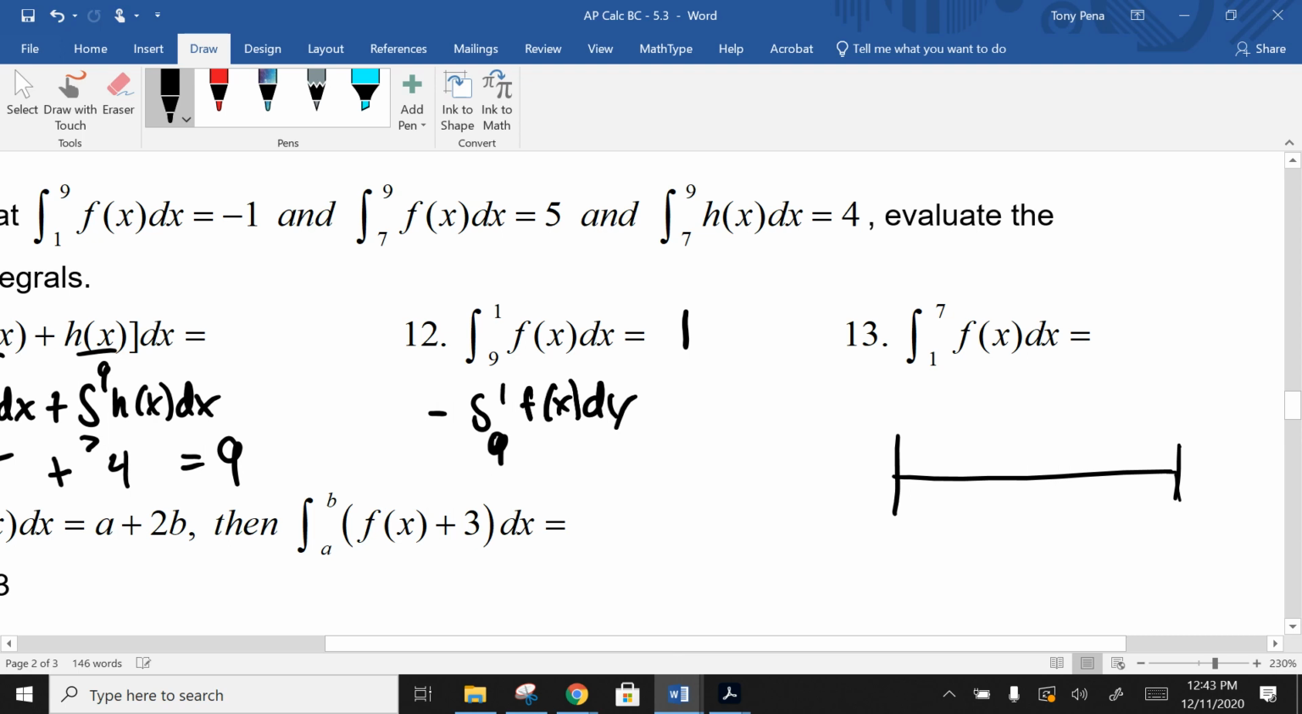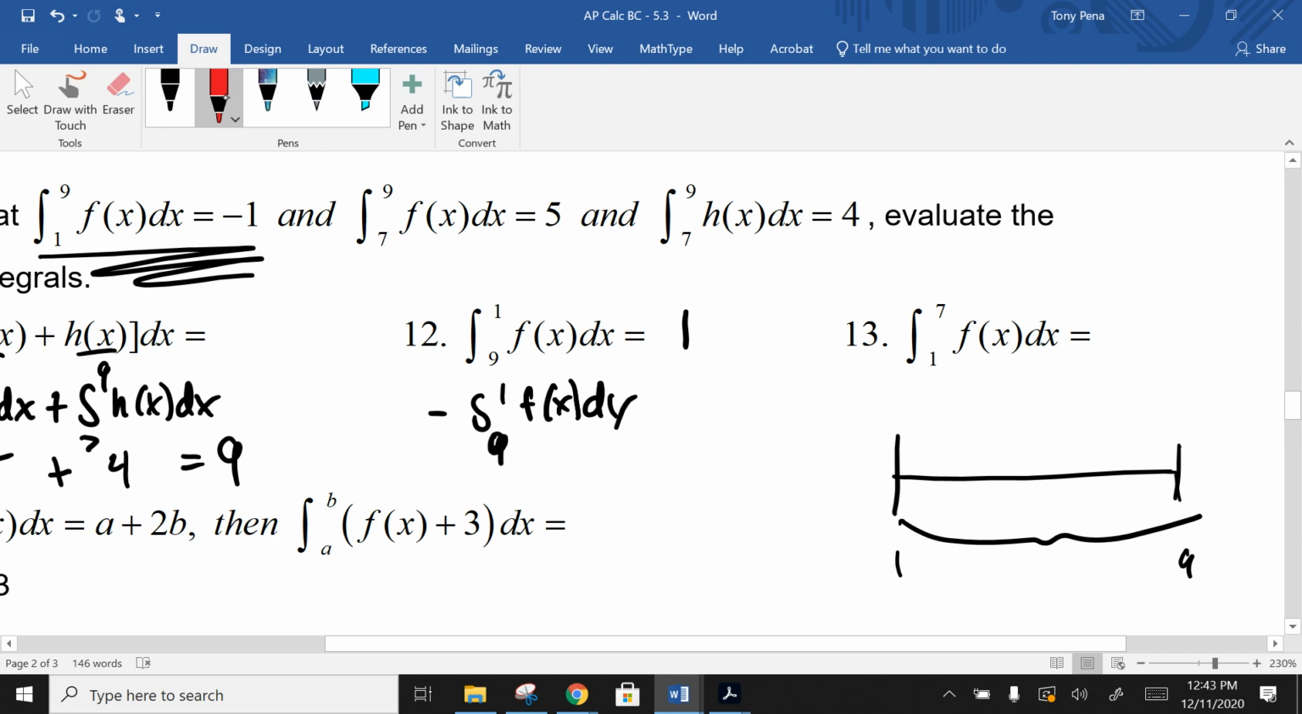Here's how I'll explain it. And I think it's the easiest way to understand, even though it's not necessarily the idea of an area to explain it. But what you're given in this initial one is that if I go from 1 to 9, I get a value of negative 1 overall. Actually, let me put it down here. So that's my overall value, negative 1.